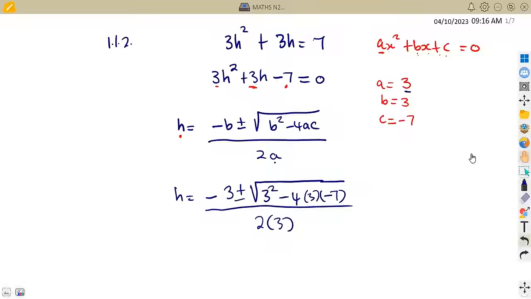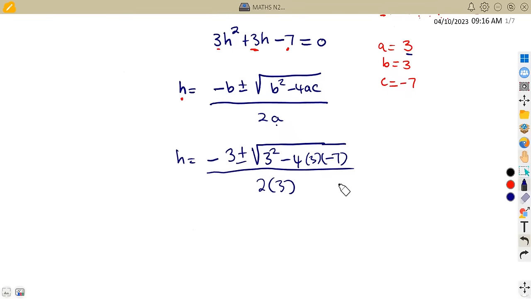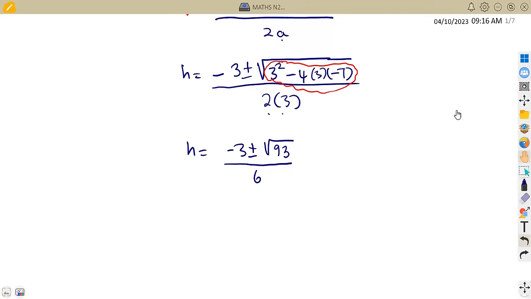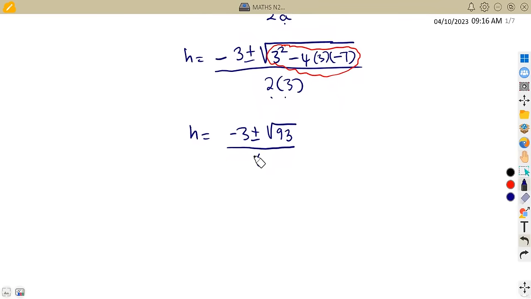So that means we can simplify everything. In this case, I'm going to simplify only this part under the square root, so that we know what is that value that is under the square root. So that value is going to give us 93. So that is going to be the square root of 93, over 2 times 3, which is 6. So if you are now to solve, you can separate these two.